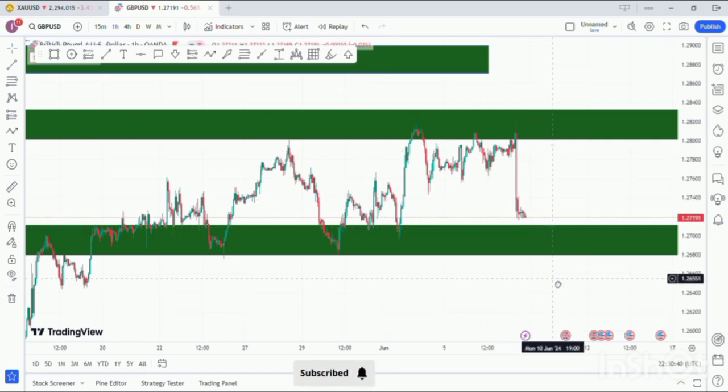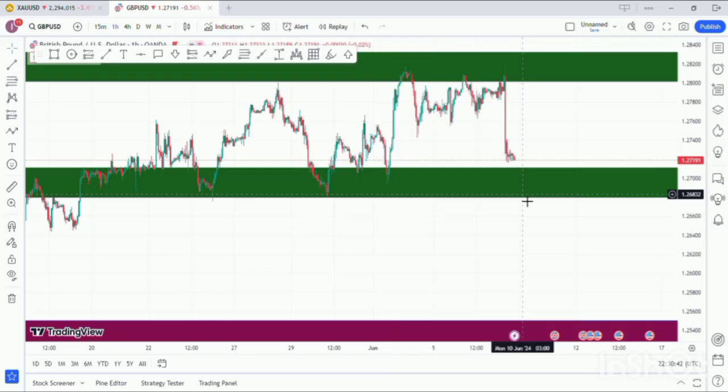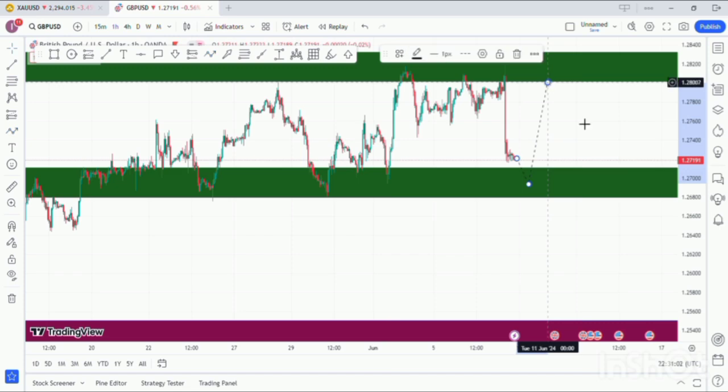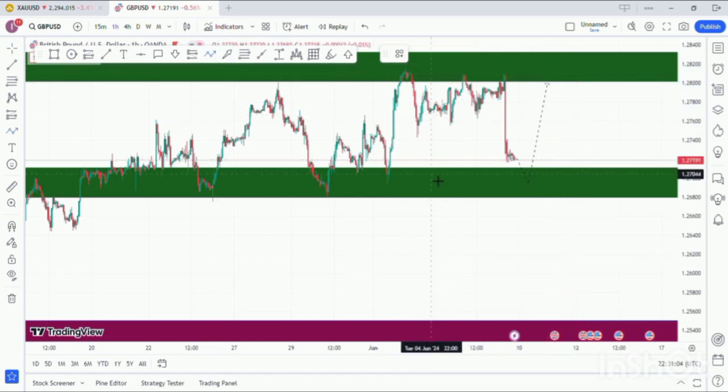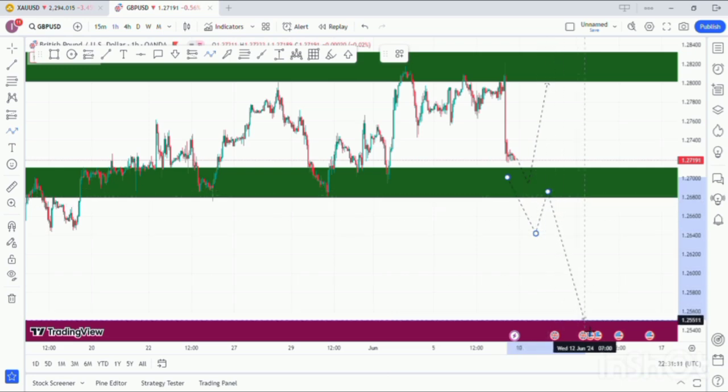But on the flip side, if price breaks out of this zone, we'll be expecting a retest of this zone and then a continuation to the next support zone. So we're expecting price to drop to respect this zone right here before a reversal to the upside. But on the flip side, if price decides to break out of it, we'll be expecting a retest of this zone, then a continuation to the downside to this support zone right here.